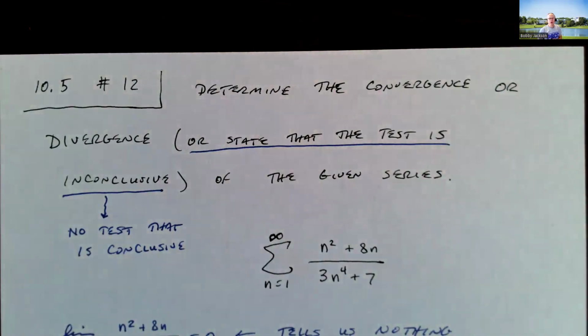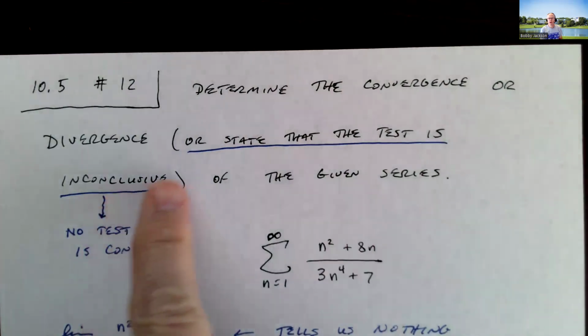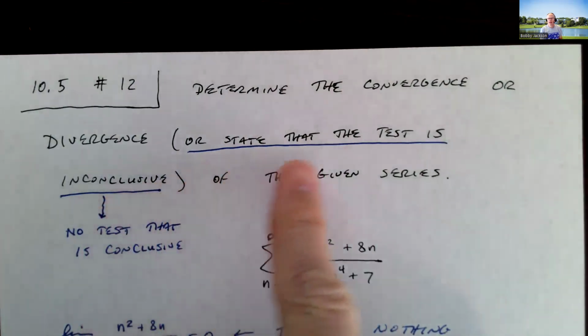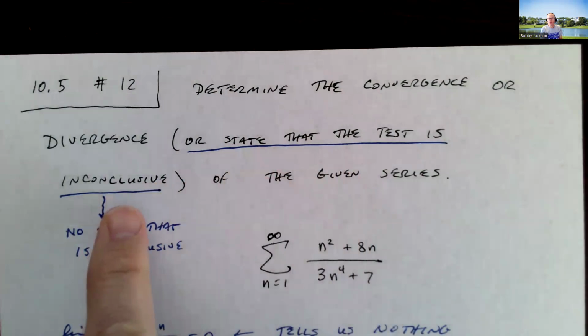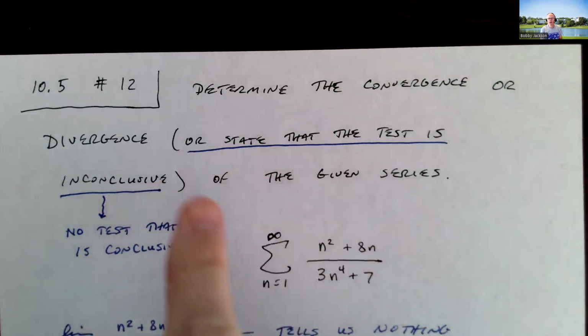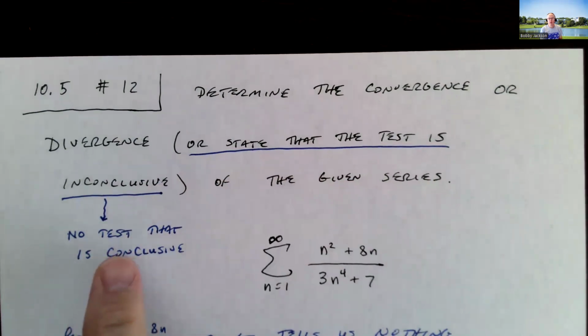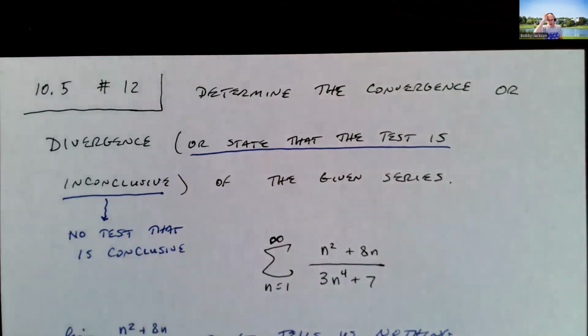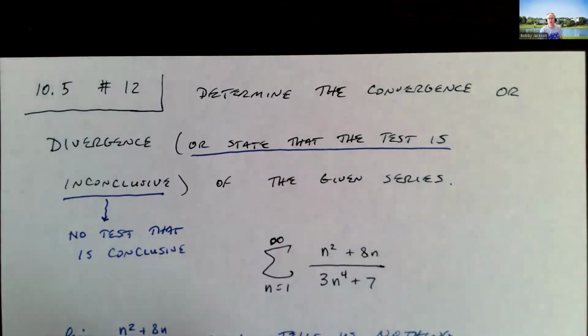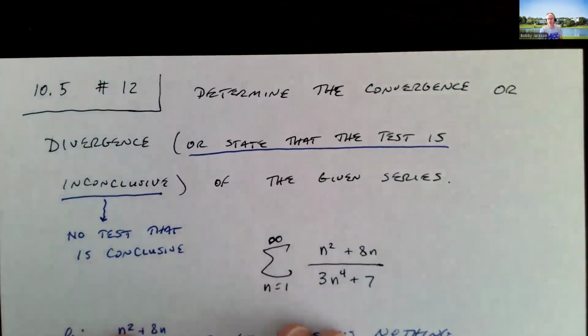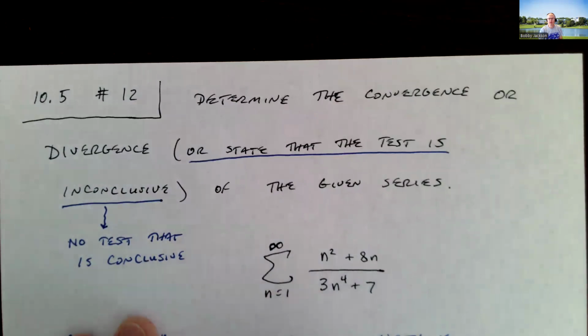Okay, number 12 in section 10.5, we're going to determine the convergence or divergence. They state that the test is inconclusive of the given series. Now, when they state that the test is inconclusive here, they're saying that there's no test that shows that it is conclusive, or no test is conclusive in determining the convergence or divergence. Basically what we're wanting to do here is go over all the tests that we have.